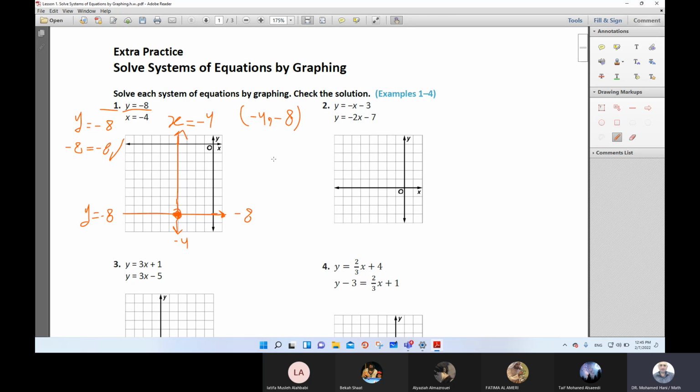Then check for the second equation. We have x equals minus 4, the second equation. What's the value of x? Minus 4. Yes, minus 4 equals minus 4. True equation. So when you have a true equation, it means you have a true solution.